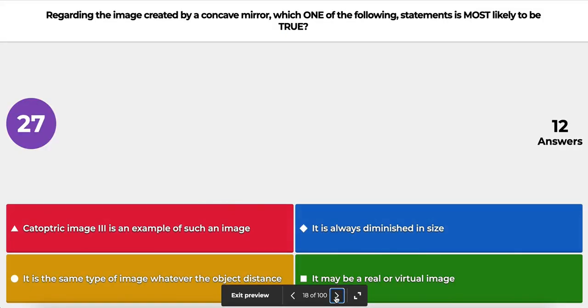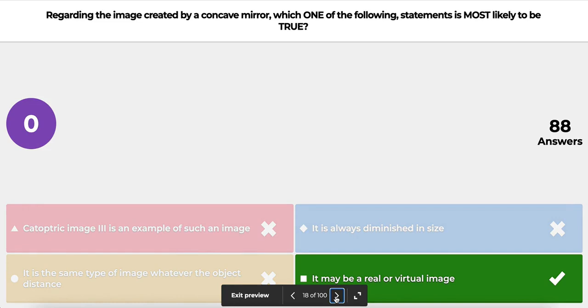Regarding the image by a concave mirror, which one of the following statements is most likely to be true? Catoptric image 3 is an example of this image, or it is always diminished in size, or it is the same type of image whatever the object distance, or it may be a real or virtual image. So the right answer: it may be a real or virtual image.